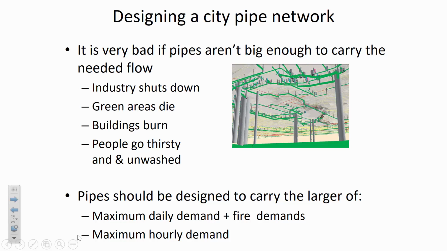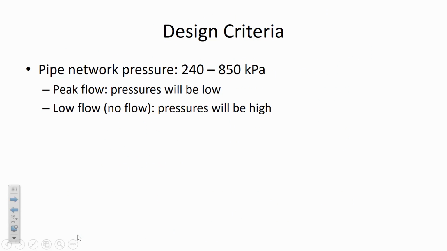The nightmare scenario would be that there is a fire somewhere on this peak day at the peak hour when there's also a sports event going on and the hospital is already full, so it has maximum demands. All of these things are happening simultaneously and your pipe network isn't going to fail. The design criteria that you're going to apply is that the pipe network pressure should at no time go outside the range of 240 kilopascals at the low end to 850 kilopascals at the high end.